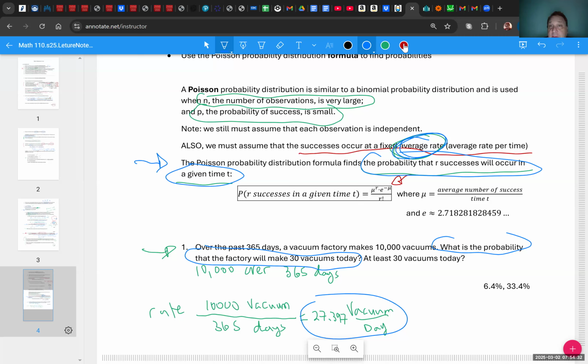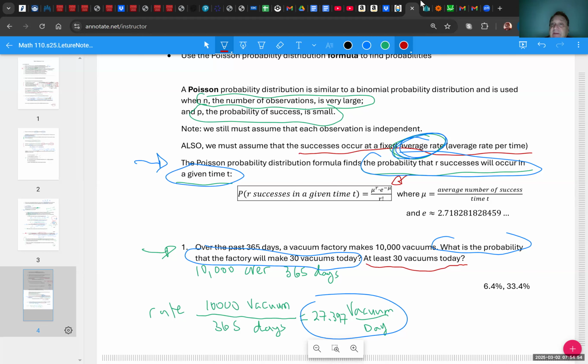And then my follow-up question is, what's the probability that they'll make at least 30 vacuums today? Well, we've played this game before, right? The difference between making 30 vacuums a day and at least 30 vacuums a day is the inequality sign, the equal sign versus a greater than or less than sign. So at least 30 vacuums could be 30 or 31 or 32. At least 30 means it could be 30 or more.